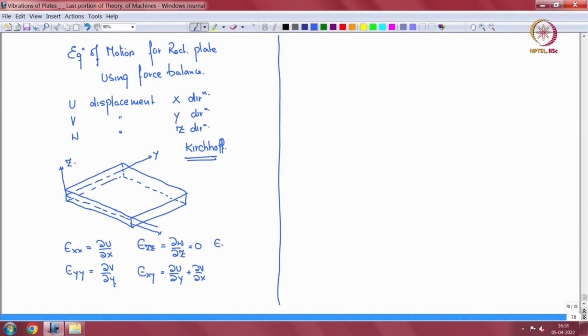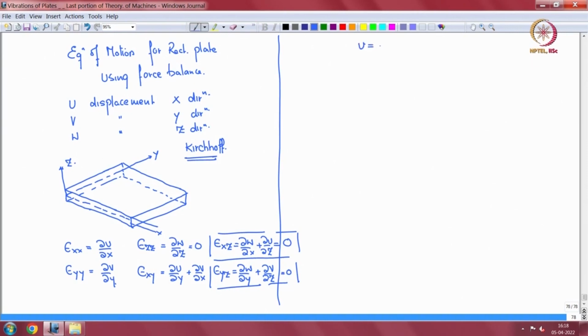And epsilon xz is equal to del w by del x plus del u by del z, which is equal to 0 in our theory. Similarly, epsilon yz is equal to del w by del y plus del v by del z, which is 0 also. The vertical shear strains are 0 for us. Okay, and we take the beta definition right away.